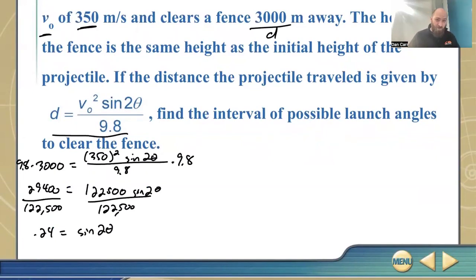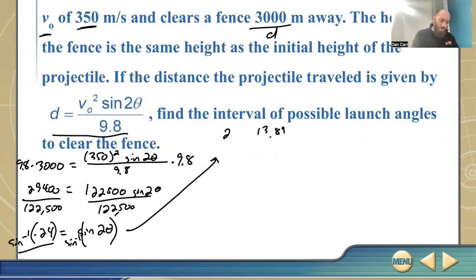This does not have reference angles to work with, so we're not going to find an exact answer. Instead, we can use our inverse sine on both sides here. So if I do that, inverse sine of 0.24 is going to come out to 13.89. So 2 theta equals 13.89.